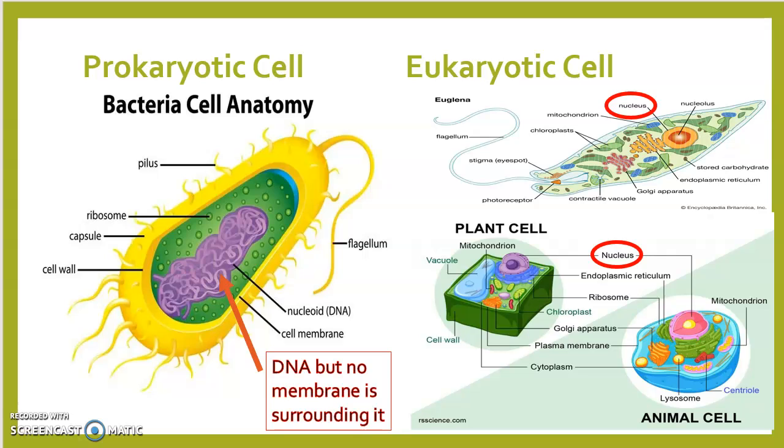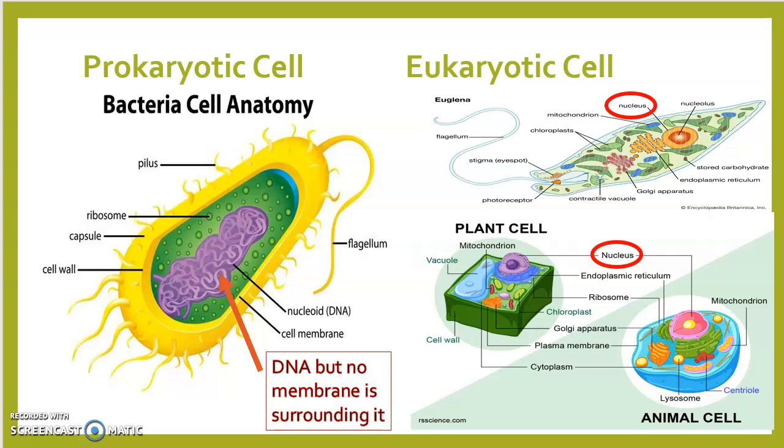If we take a look at this picture here, we can start to tell the differences between a prokaryotic cell and a eukaryotic cell. Remember, I want you to think of the word complexity, because we can clearly see the differences in complexity between the prokaryotic cell and the eukaryotic cell.